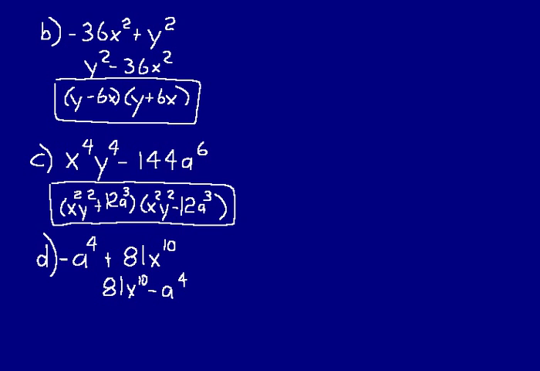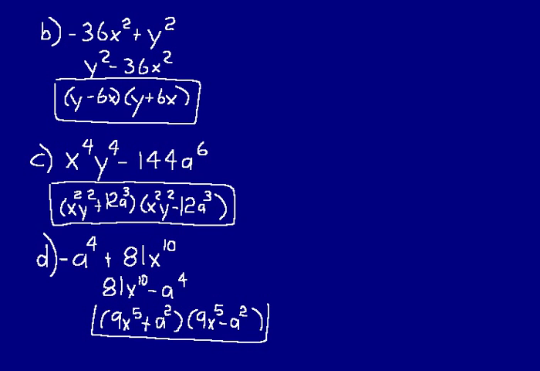So now it looks like the difference of two squares. Now let's go ahead and factor it. At the beginning of each binomial, we'll have 9x to the fifth. And then we can have plus a squared, minus a squared. So that's our factored form of that squared binomial.